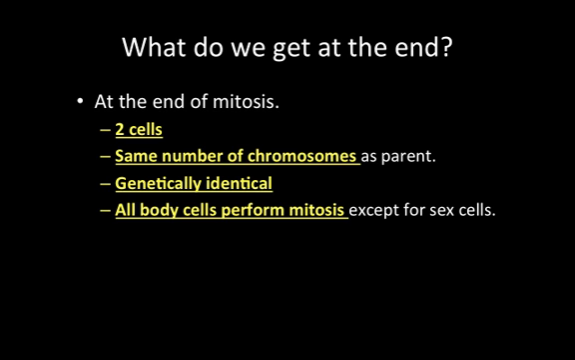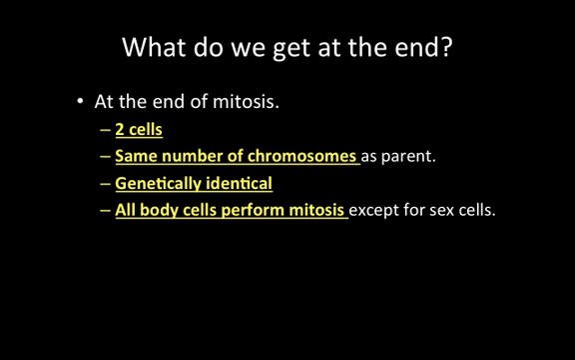Key concepts to remember though is at the end of mitosis we have two cells with the same number of chromosomes as the parent. So human body cells have 46 chromosomes, therefore at the end of mitosis each cell should have 46 chromosomes. They are genetically identical to each other. So every skin cell that you have should be genetically identical to the one next to it. All of those cells are continually performing mitosis and hopefully making cells that are similar to those around it.